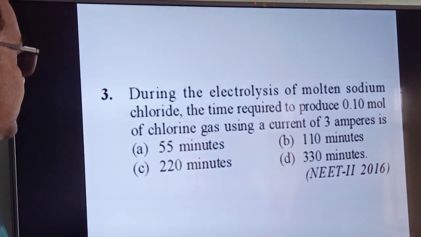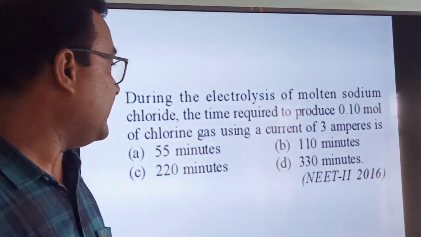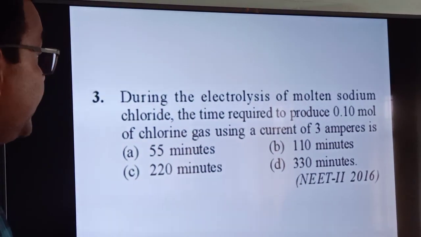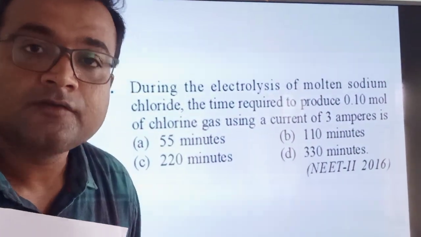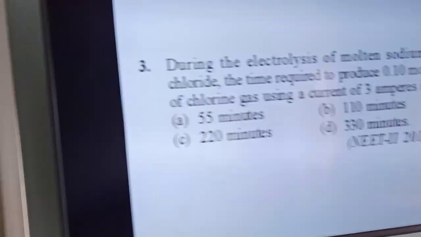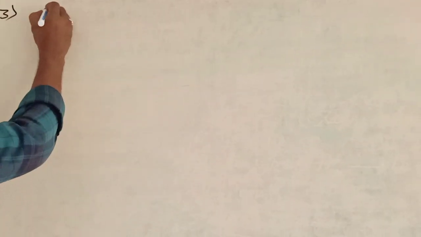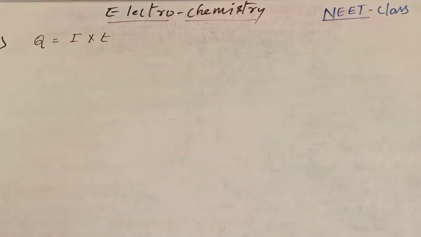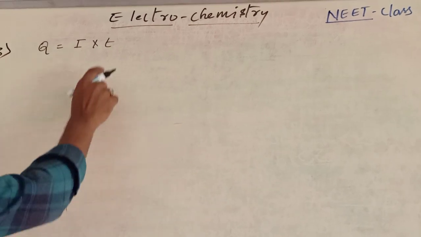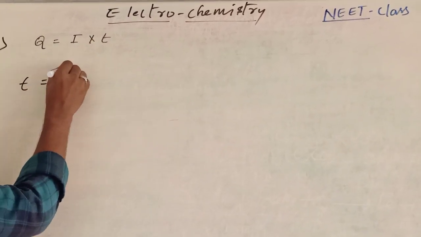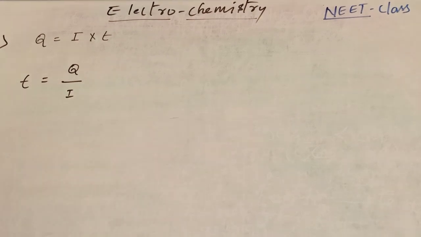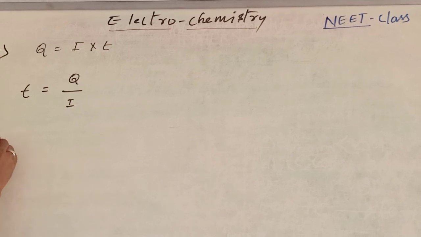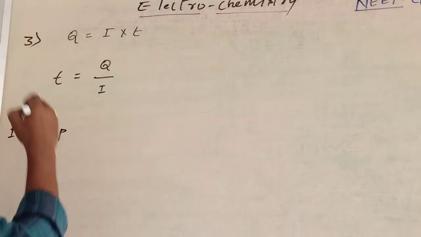Now how to find this? See here, current strength in amperes is given. Chlorine gas is also given. Now what to find? Time, T, we have to find out. So according to the first law of Faraday, Q is equal to I into T. This is the first law of Faraday. We need to find out T. Then T is equal to Q by I. I is already given, current strength in amperes, that is I is equal to 3 ampere. Given.